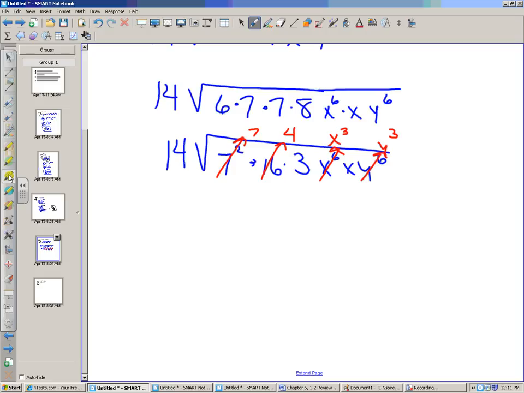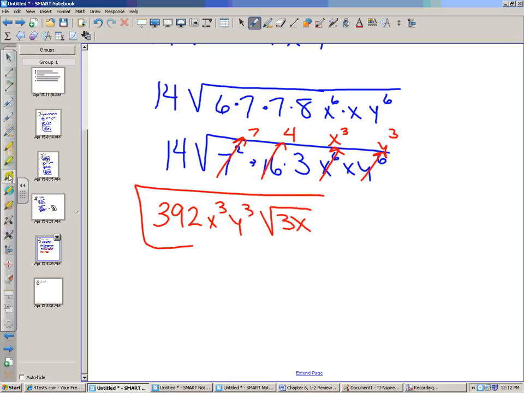And when you do that, 7 times 4 times 14 gives you 392. X cubed, y cubed times the square root of 3x. I did it differently on my paper. You didn't do the last step of it, remember? We took 7 times 4 to get 98, and then we took the square root of 16 to get 98 times 4 to get 392.